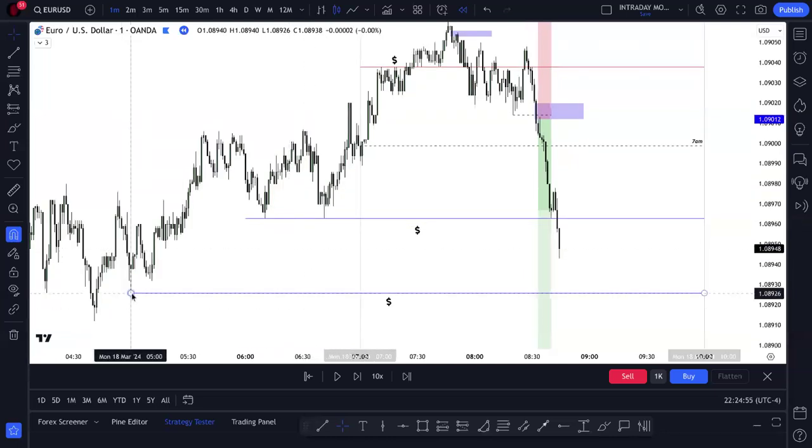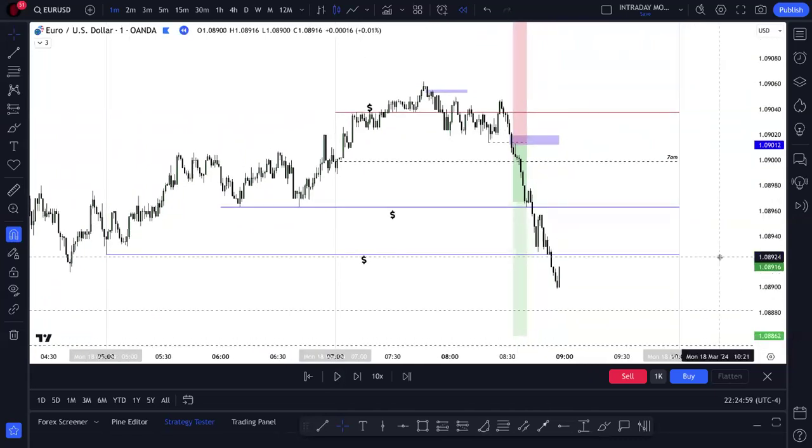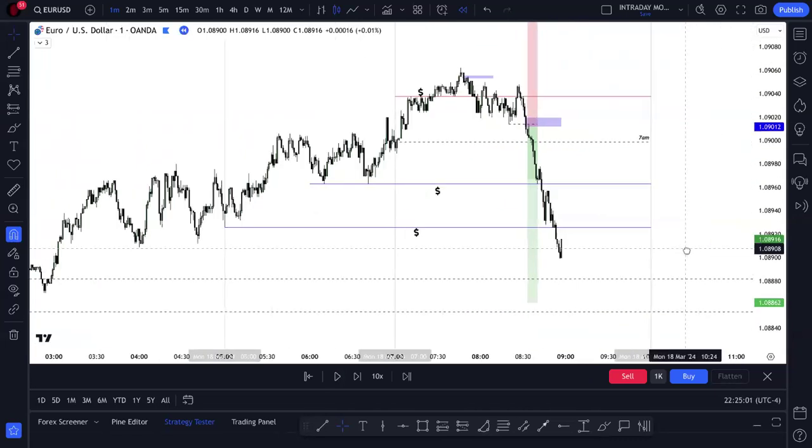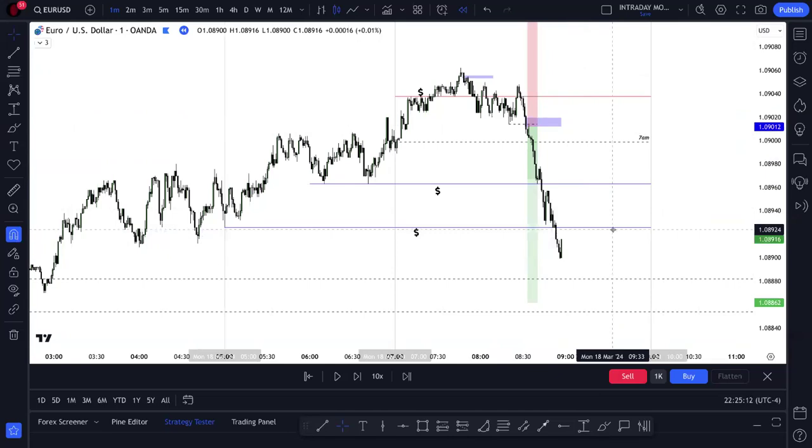Price still has this one down here. Does it get down there? Let's see. It does. Right there. You're up already 10 pips. Probably 10, 11 pips. There you go. 11 pips right there. Scale out. Take something off the table.